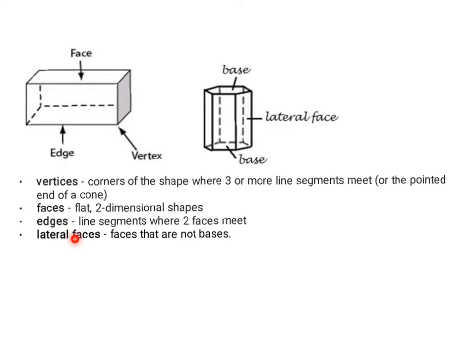And then the lateral faces are a specific type of face, and they're the faces that aren't bases. So the bases of this prism here are those hexagons that are across from each other. So the rectangles all the way around, those 6 rectangles that connect those two faces, are the lateral faces.